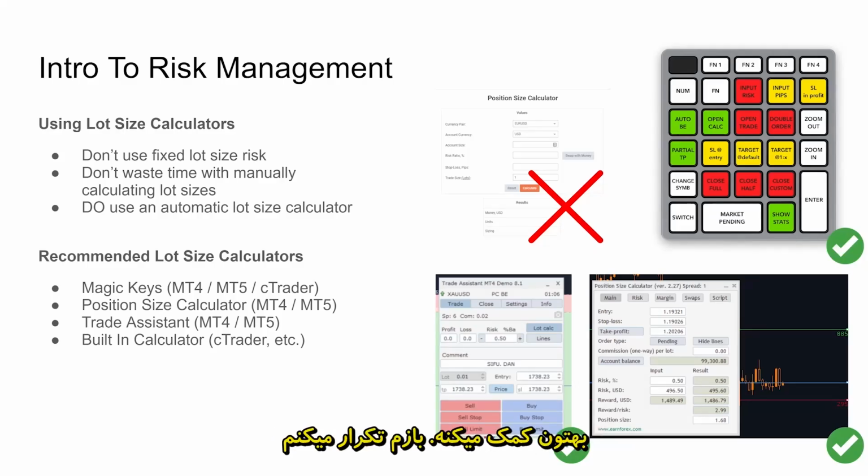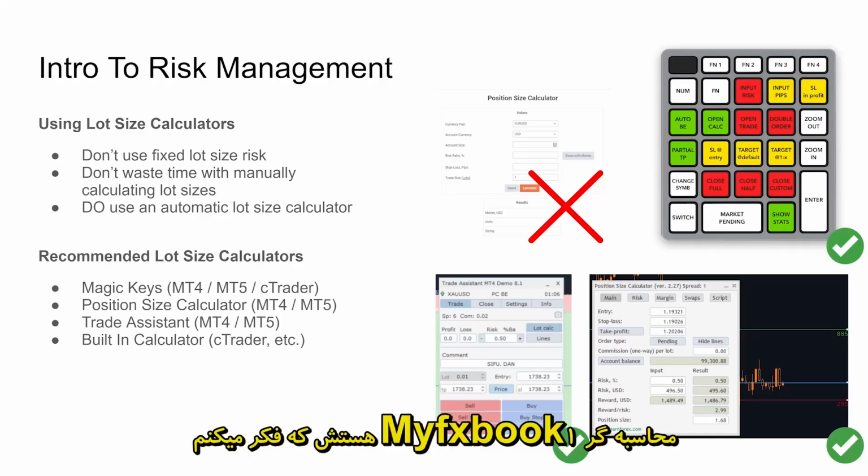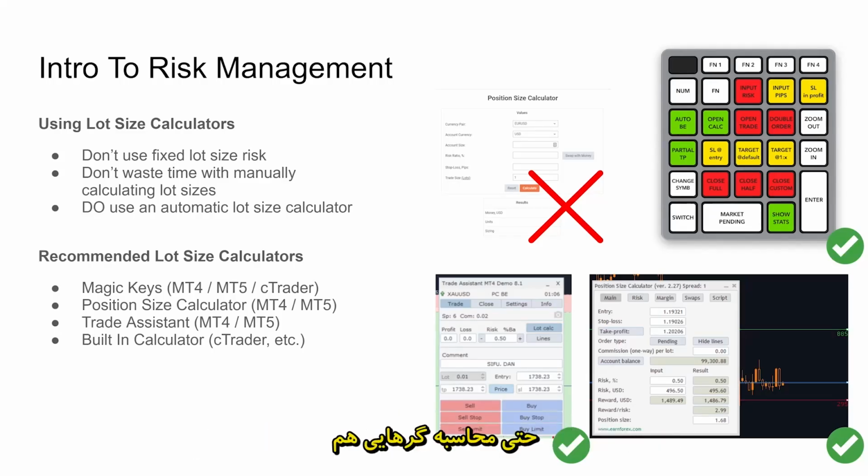Again, we'll go over it in more detail in the following videos, but I also wanted to talk a little bit about the different types of lot size calculators. There's the MyFXBook one, or I think there are even lot size calculators as an app version on people's phones. I've used them before in the past, but when I started my forex trading journey, I very quickly switched to using a lot size calculator for this very reason.